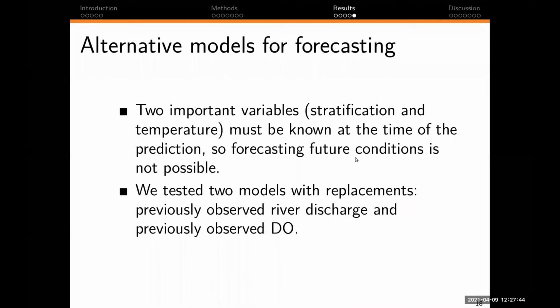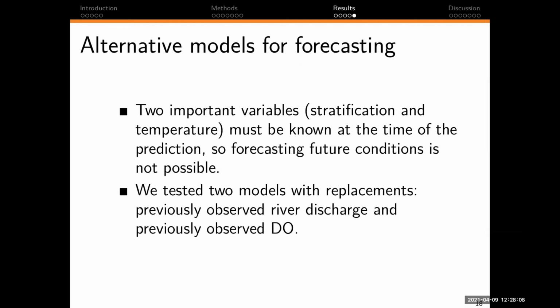So that's a little bit of a problem if you're trying to use these to forecast future values instead of just predicting the values that you have right now. Because the way it was defined, the density stratification and the temperature are at the same time as you're taking that oxygen profile. So you have to know those at the time of your prediction. And you can't really use these to forecast future conditions unless you had forecasts of future stratification and future temperature.